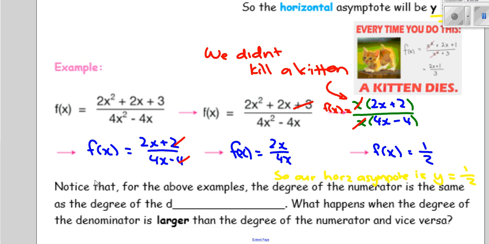So notice that in the above examples, the degree of the numerator is the same as the degree of the denominator. You know what I mean by the degree of a polynomial? No. Oh, okay. I'll let you know. Degree is the highest power of x. So what's the highest power of x in the top? 2. 2, yeah. So these are polynomials of degree 2. So let's see if we can write that in. Polynomials of degree 2.